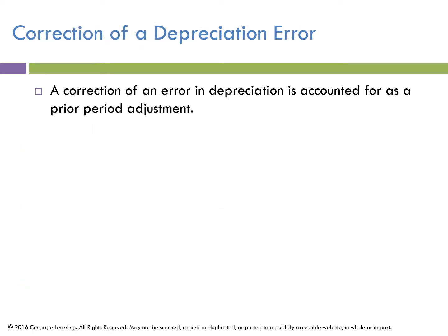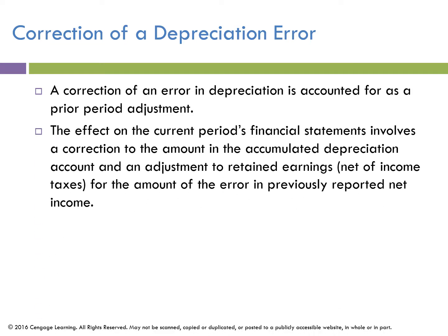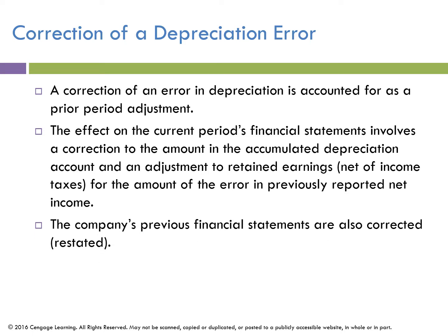What happens if you have an error? We account for it as a prior period adjustment, meaning the effect on the current period's financial statements involves a correction of the amount in the accumulated depreciation account. So if your depreciation amount is incorrect, your accumulated depreciation account is wrong, and you either didn't record enough depreciation expense in a prior year or too much, so retained earnings would be off because you close your prior year expense accounts to retained earnings. So a company's previous financial statements are also corrected.